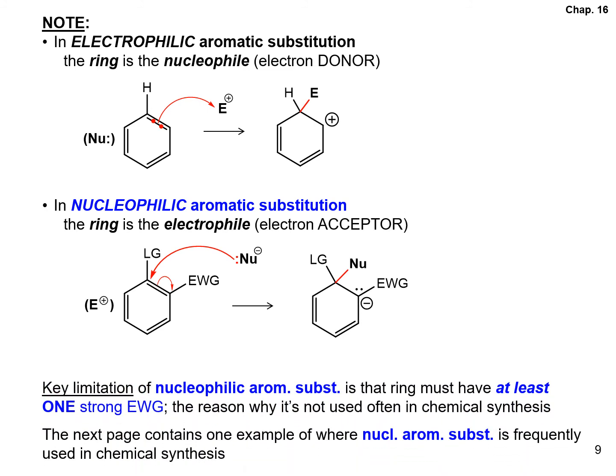nucleophile. So a key limitation of nucleophilic aromatic substitution is that you have to have at least one strong electron withdrawing group attached to the ring, and that's why it's infrequently used in routine chemical synthesis. I want to show you, though, on the next page a field of research where it is sometimes used.